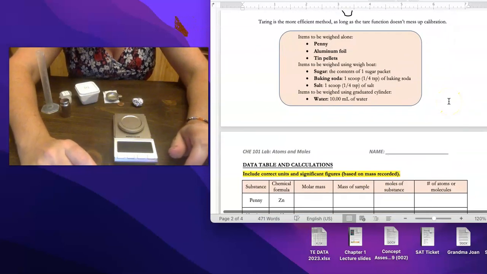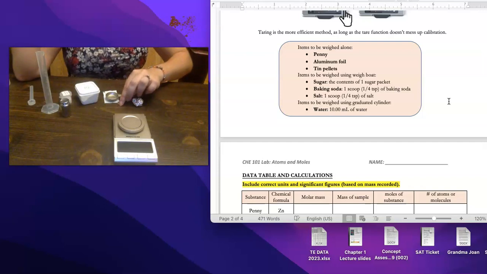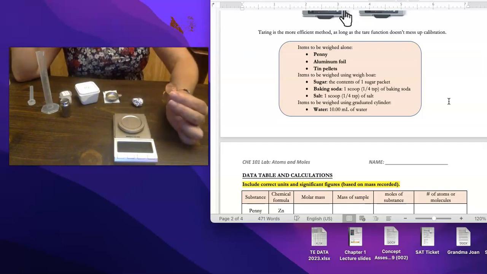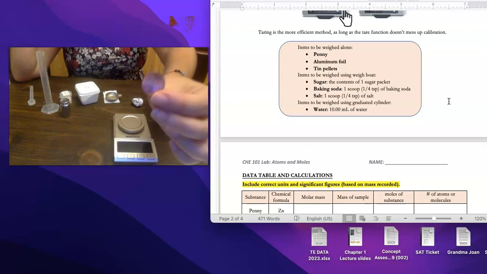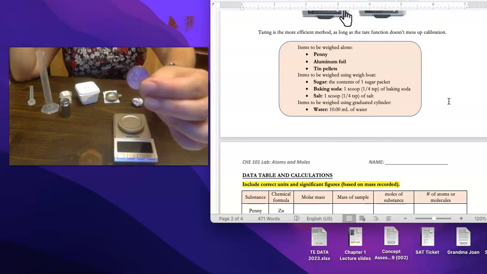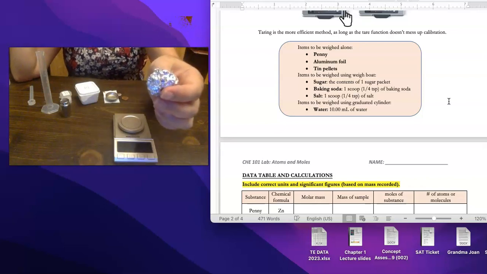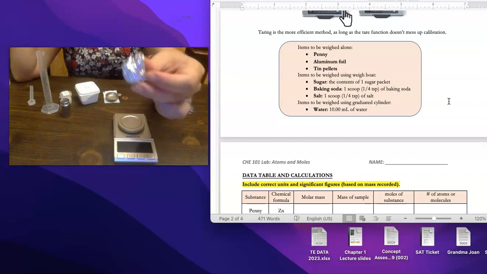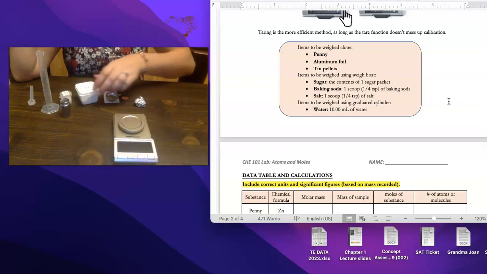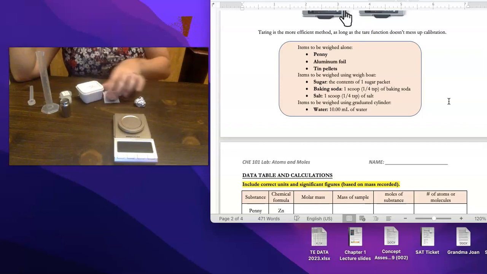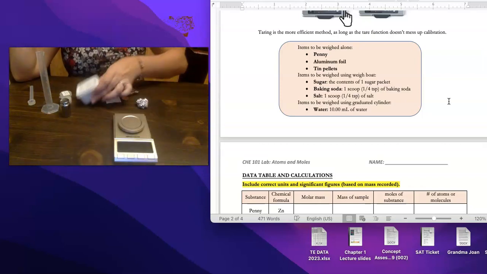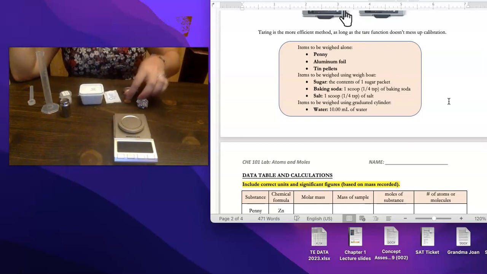So the different things that you are going to be weighing. You are going to be weighing a penny. This penny is from the years where pennies were made primarily of zinc. They're like 97% zinc, and then they're just copper plated. So we're going to pretend this is pure zinc for the purpose of this lab. We also have this little ball of aluminum foil, which I think is pure aluminum, but not positive on that. Again, we're going to go with that assumption. This is just an exercise. And I think I have some tin pellets. I don't have them here.